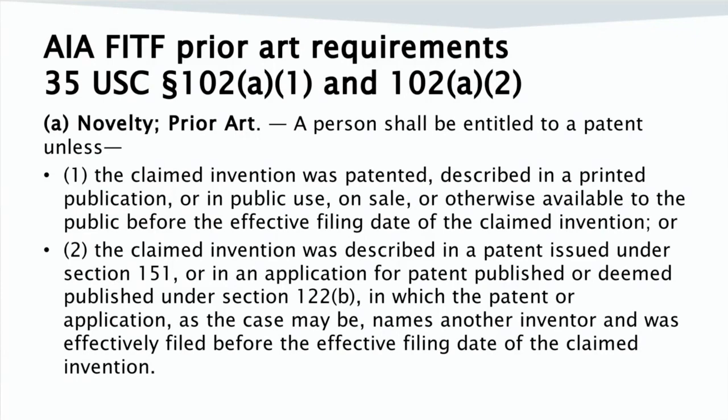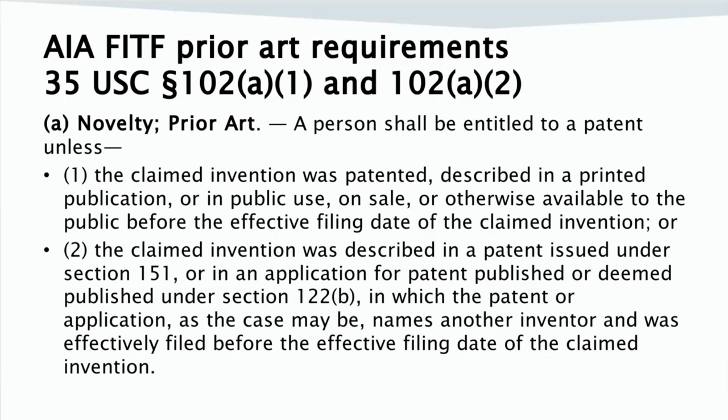Section 102(a)(1) sets forth three general types of disclosures that can be applied as prior art. First, patents and printed publications. Second, public uses and sales. And third, disclosures otherwise available to the public. Section 102(a)(1) generally requires that the prior art disclosure have a public availability date before the effective filing date of the claimed invention under examination. However, both public and secret sale activities can be applied as on-sale prior art if before the effective filing date.